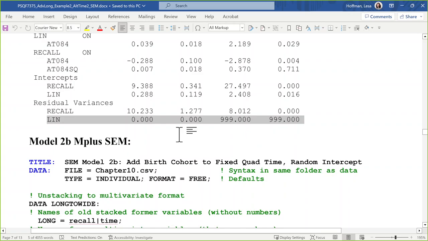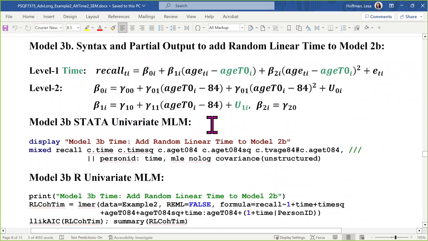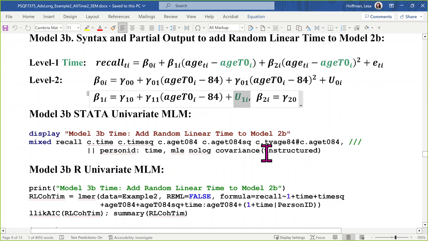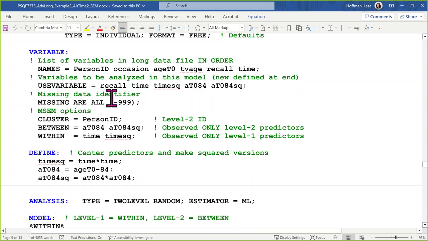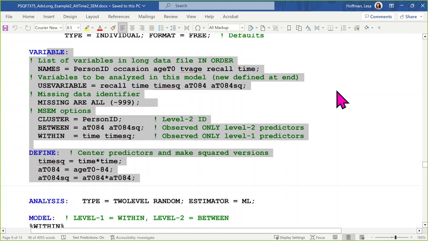I think we have one more. Yep. What if we wanted to add a random linear time slope? Okay, what's different in the code? Anything different in the first part here? If I wanted to add a random linear time slope to my model, anything new here? Nope. I already have all the pieces, all the variables defined in the model, in the right spot in the model.